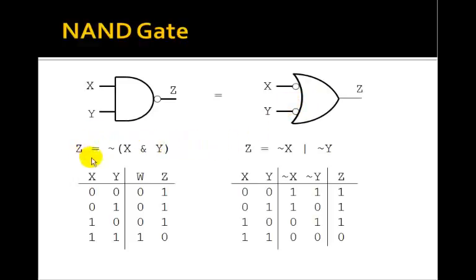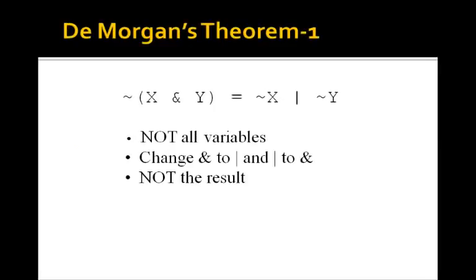Which means that this logic equation, z equals not (x and y), must be equal to this z, which is not x or not y. This is an example of DeMorgan's theorem. And DeMorgan's theorem is easy to remember.